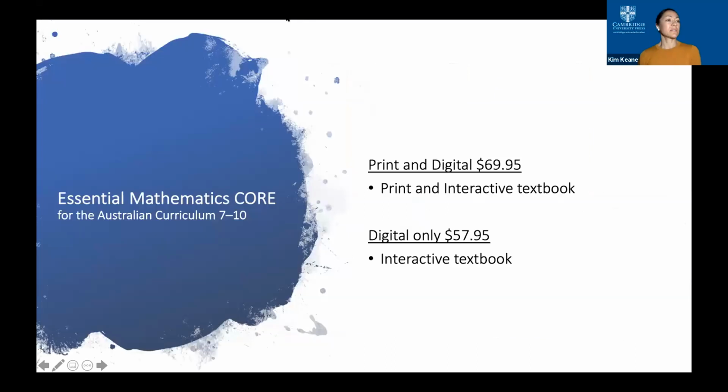All right. So just to share pricing, which is $69.95 for the print and digital, which includes the interactive textbook. And then if you're wanting to be digital only, of course, that's an option at $57.95. But I would like to say, if you wanted to reach out to your reps or consultants in your area, please do that, and they can give you some more detail about pricing options in each state.